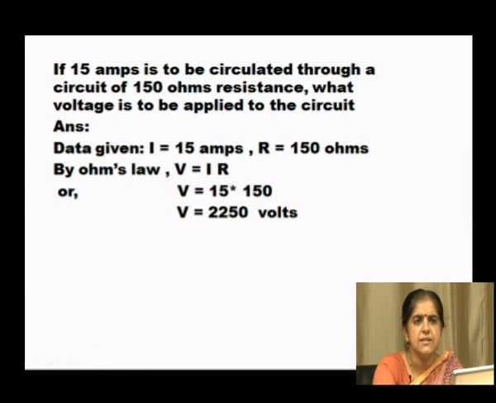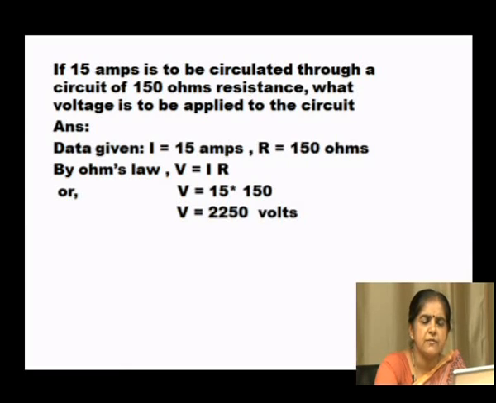The data given is I is equal to 15 amperes, R is equal to 150 ohms. So, once again by using Ohm's law, this is another mathematical expression, that is V is equal to I into R. Keep this point in mind, that Ohm's law can be expressed by using 3 different mathematical expressions. This is one form of Ohm's law, that is a mathematical expression, V is equal to I into R.